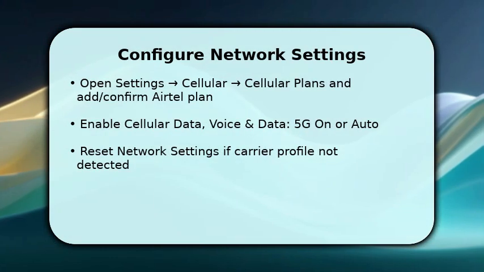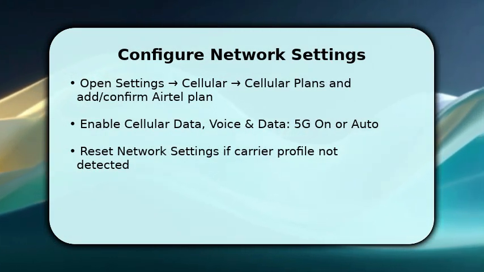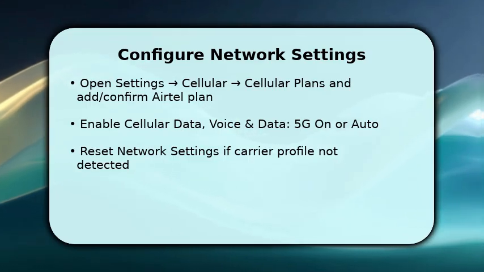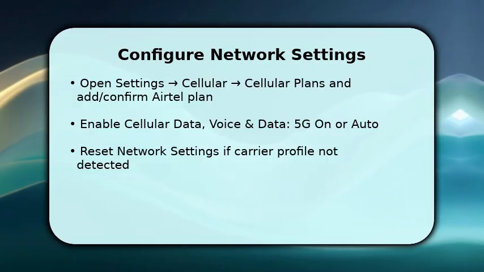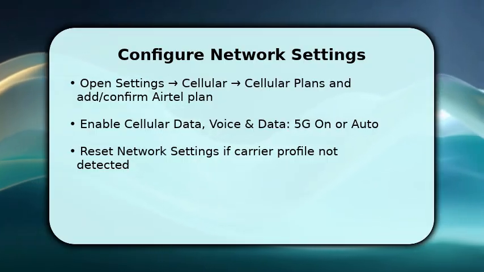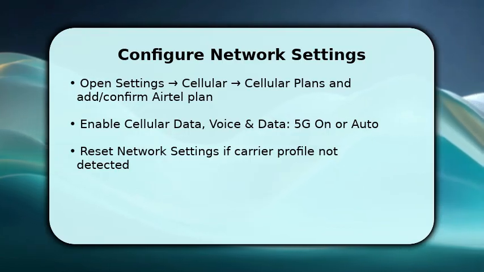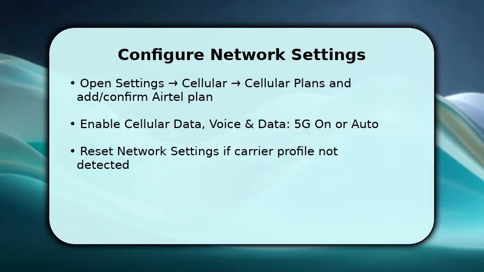You now open settings and navigate to cellular to confirm the Airtel plan appears, because iOS needs the carrier profile to enable 5G parameters. Tap the plan if you must add it, then enable cellular data and set voice and data to 5G on or 5G auto depending on battery preference.